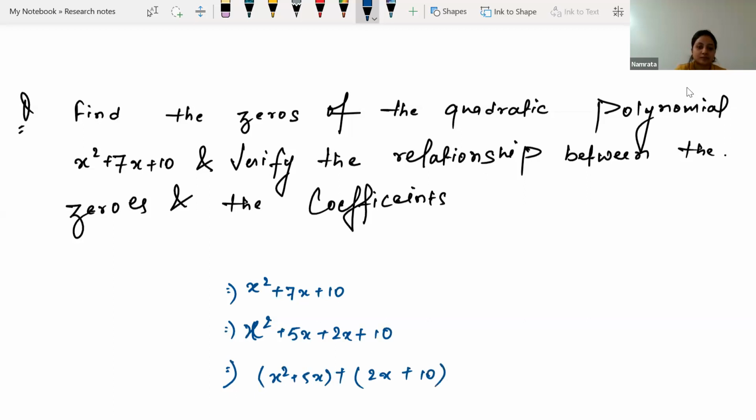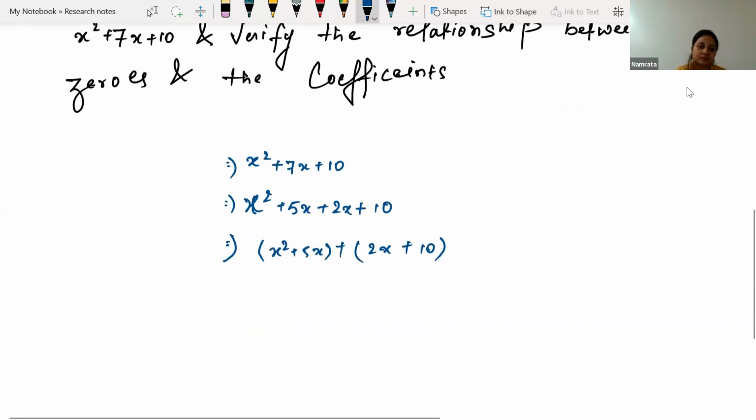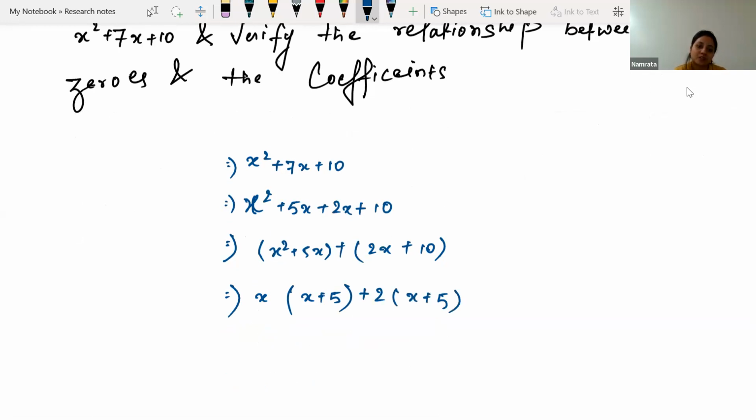In the next step, we'll take x out of the first bracket, and inside the bracket will be x plus 5. Perfect. And in the next bracket, we'll take 2 out and it will be x plus 5. Perfect. So our factors will be x plus 2 and x plus 5.